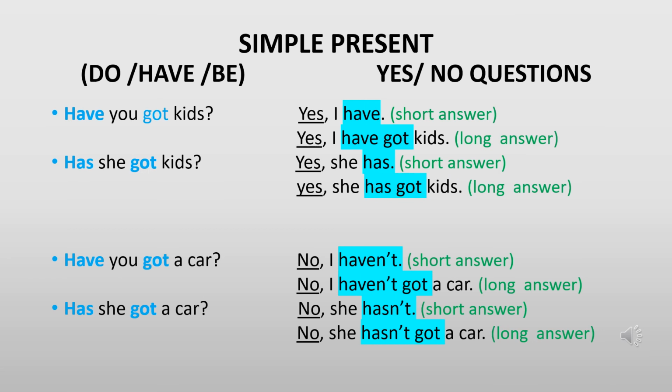Now let's have a look at the auxiliary verb have. Let's read the examples aloud. Have you got kids? Short answer, yes, I have. Long answer, yes, I have got kids. Has she got kids? Short answer, yes, she has. Long answer, yes, she has got kids.